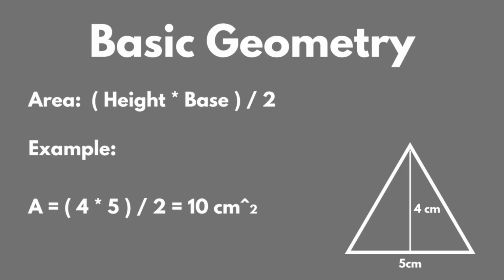For example, a triangle with height of 4 centimeters and the base of 5 centimeters will have the area as 4 times 5, which is 20, divided by 2, which will give us 10 centimeters squared. Remember that the unit for the area is always squared. For example, meters squared, kilometers squared, or centimeters squared.